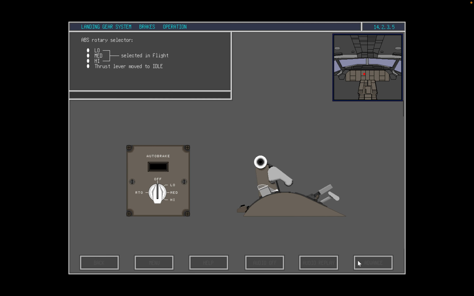ABS meters brake pressure to obtain the desired deceleration level. With either of these modes selected, the ABS is activated after touchdown when both thrust levers are retarded to idle. During the landing, another braking mode can be selected at any time by rotating the selector to the desired position. Please note that the system can be deactivated by using the same procedures as in the RTO mode. That concludes this section.